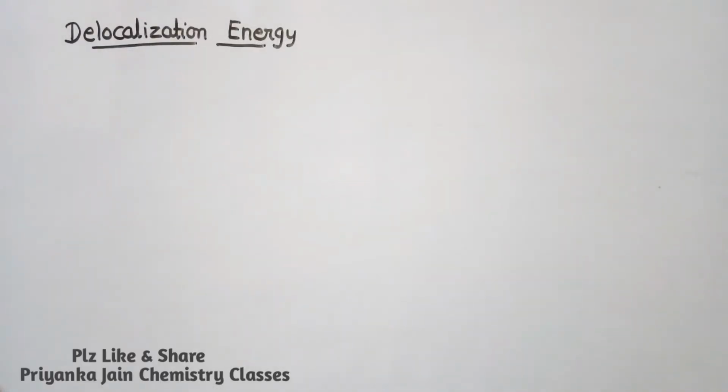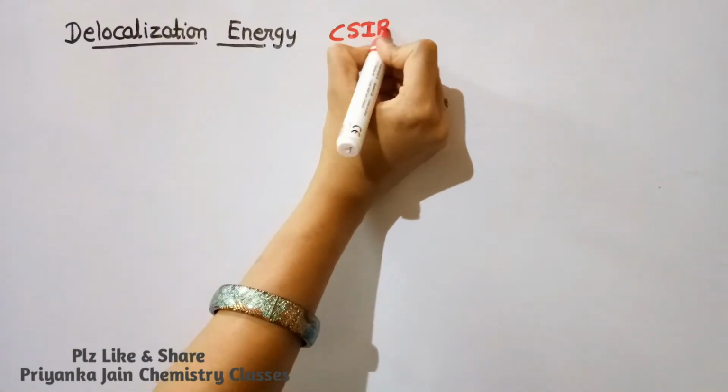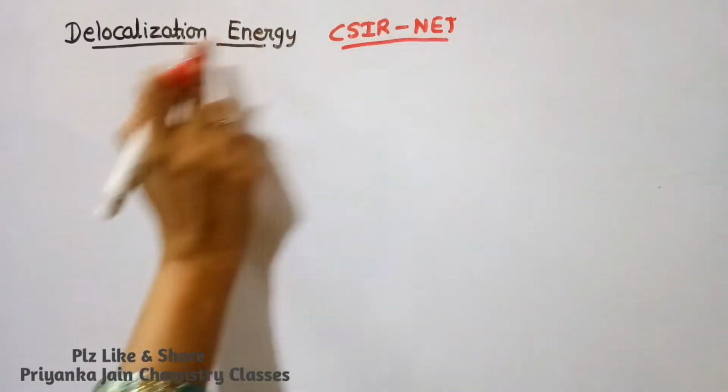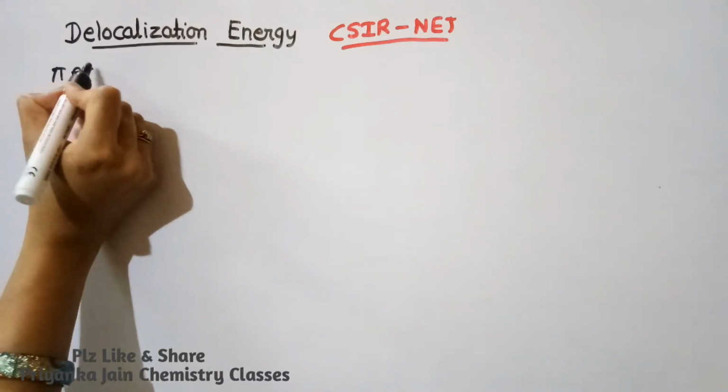Okay, now we have to see the delocalization energy in the case of cyclobutadiene, and this question has already been asked in the CSIR NET exam. You can see the question paper for which year this was asked, but this question was asked here. Okay, so we have to find out delocalization energy. For this we should know firstly the pi electron energy. What will be the pi electron energy here?